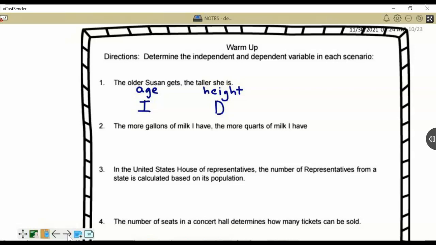So the independent determines how tall she's going to be. Let's look at number 2. The more gallons of milk I have, the more quarts I have. Here we're starting with gallons, so we would say gallons is independent. As soon as I figure out how many gallons I've got, then I can figure out how many quarts I have. The quarts will depend on how many gallons there are.